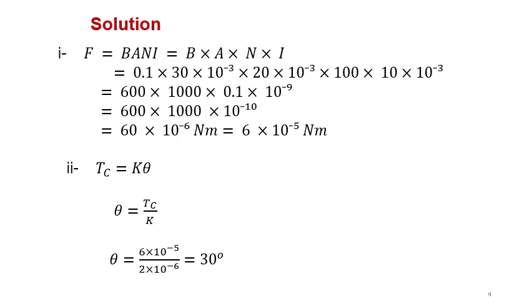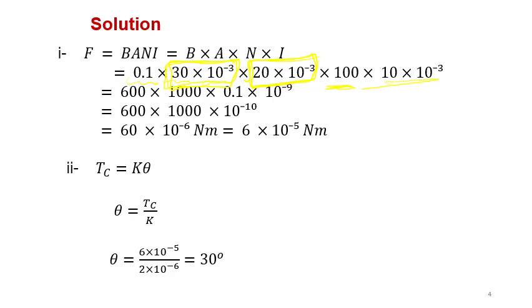We are going to calculate 0.1 into 30 into 10 to the power minus 3. Why 10 to the power minus 3? Because, as I told you, the equation will not accept the length in millimeter. It's supposed to be in meter. So to convert millimeter to meter, 30 millimeter will become 30 into 10 to the power minus 3. Similarly, 20 millimeter will be 20 into 10 to the power minus 3. This is the number of turns, and this is the current. 10 milli, it's supposed to be in ampere, so 10 into 10 to the power minus 3 ampere.